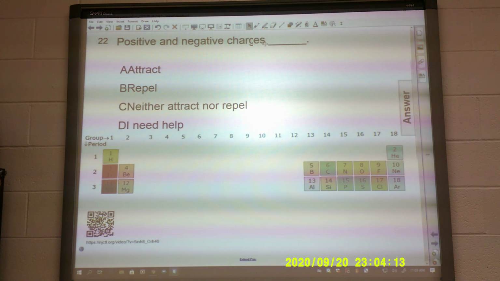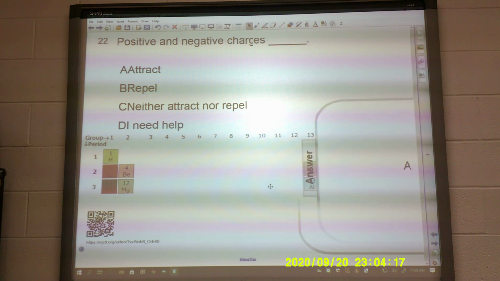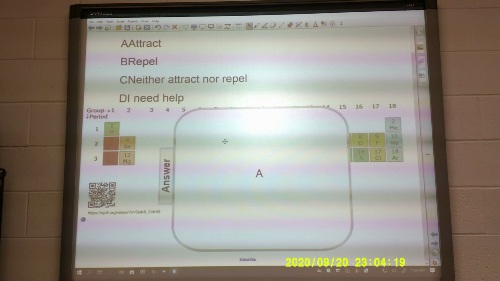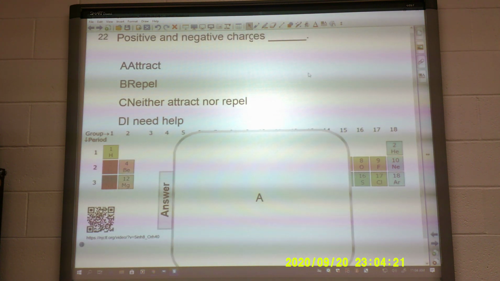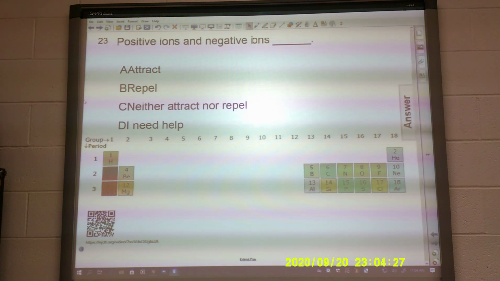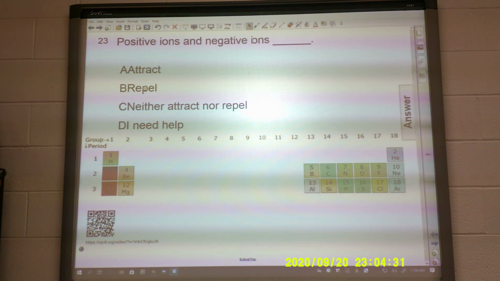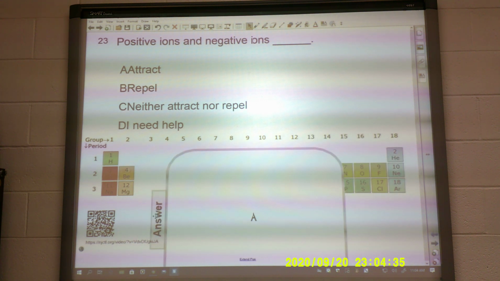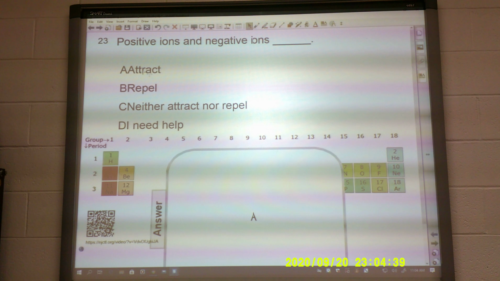Do positive and negative charges attract, repel, or neither? Those attract. Positive and negatives attract. Two positives and two negatives would repel. Do positive ions and negative ions attract, repel, or neither? I think I just was a spoiler on that one. Positive ions and negative ions also attract. Positive and negative attract.